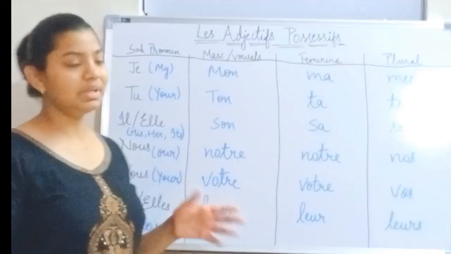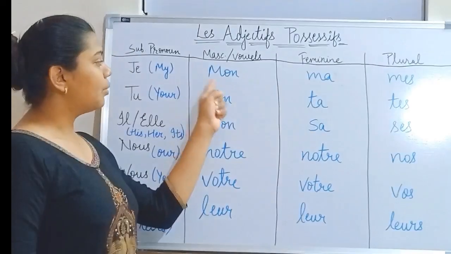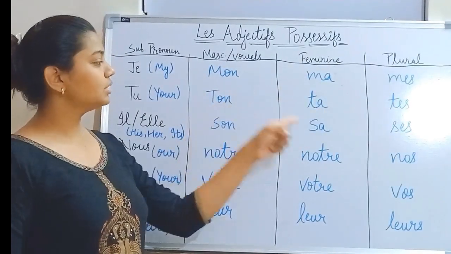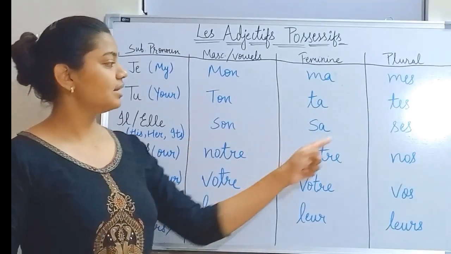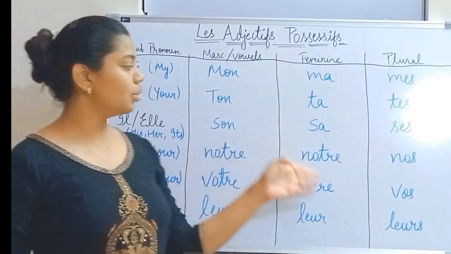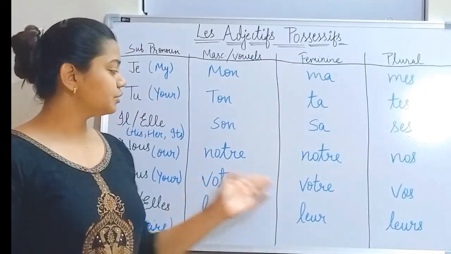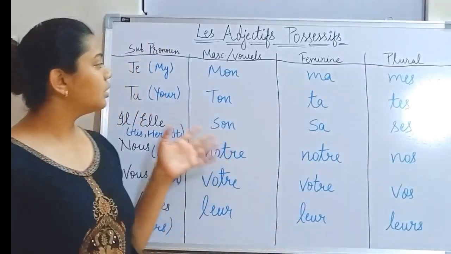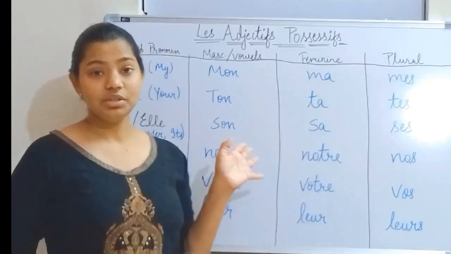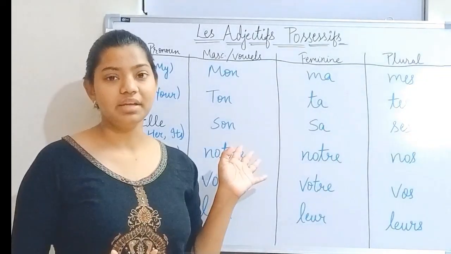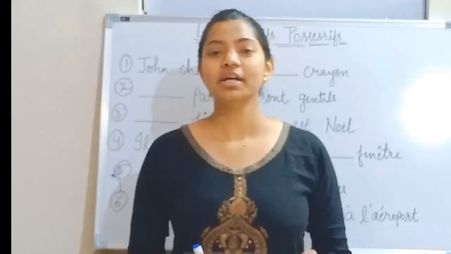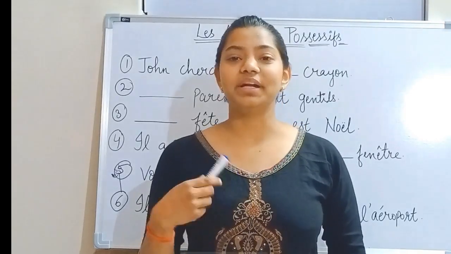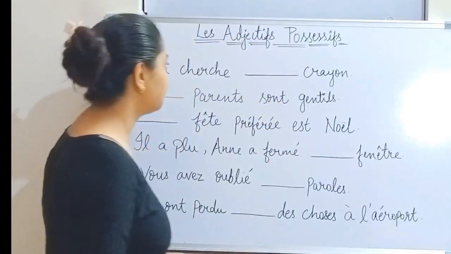Now we will repeat again. Okay, mon, ma, mes, ton, ta, tes, son, sa, ses, notre, nos, votre, vos, leur, leurs. Okay, so this you have to keep in mind and remember it too. So now we do an exercise so you get a better understanding of possessive adjectives.